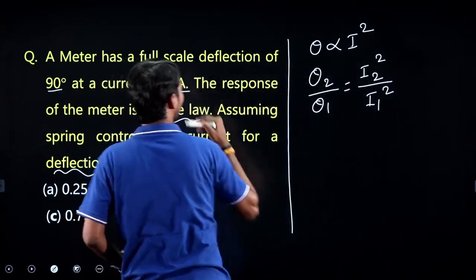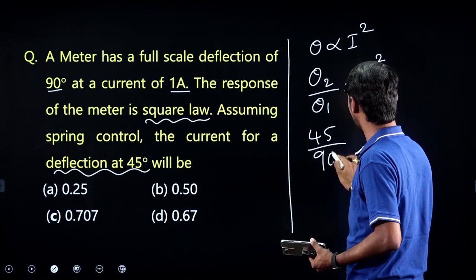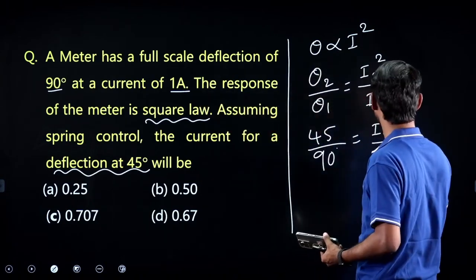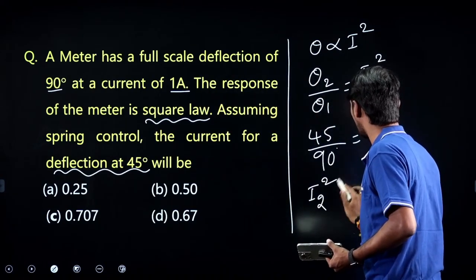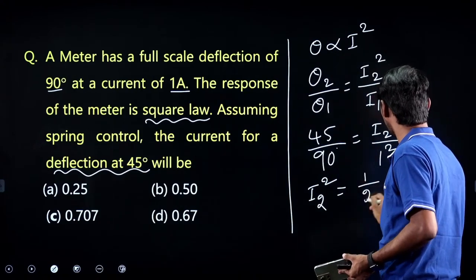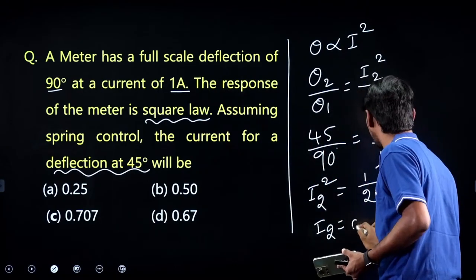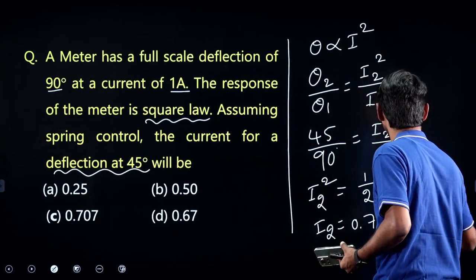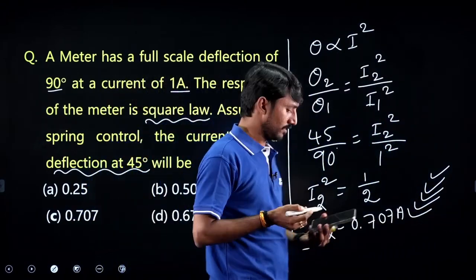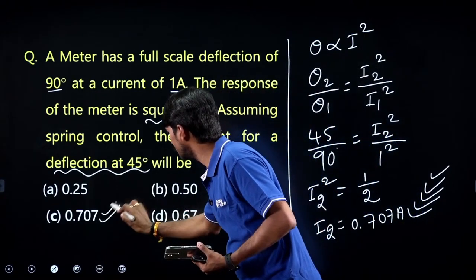Theta 1 and I1 are given, but we require I2. Theta 2 is 45, theta 1 is 90, and I1 is 1 ampere, so 1 square. Therefore I2 square is equal to 1 by 2, so I2 is equal to 1 by root 2, which means 0.707. So this is the answer, option C. Of course, many people gave the correct answer.